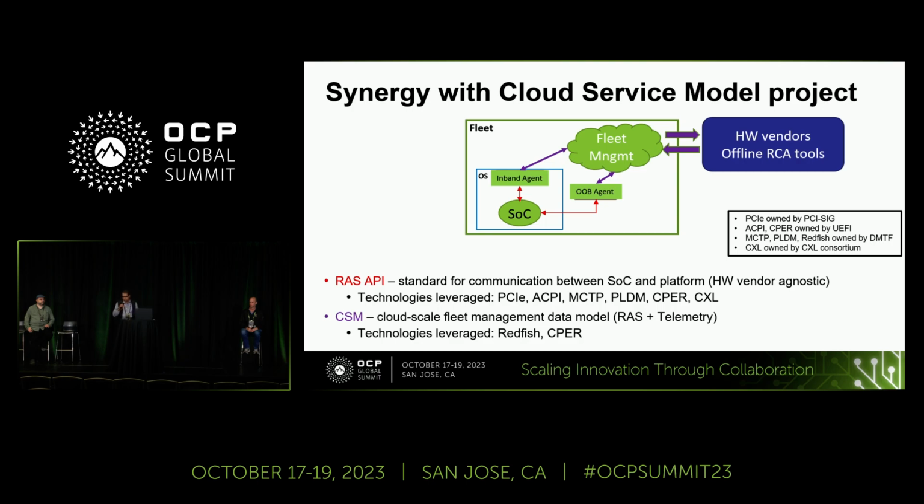So there's no conflict again. RAS API is the path via in-band or out-of-band agent to the fleet management infrastructure, and from there on, the CSM, which is the bold, thick purple arrows, takes it to hardware vendors' offline root cause analysis tools.